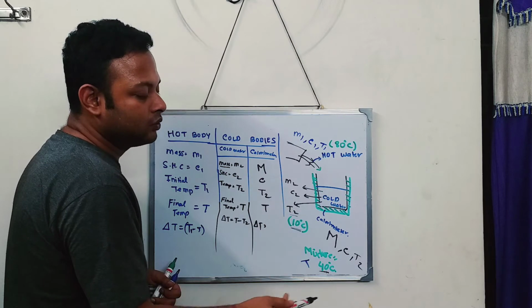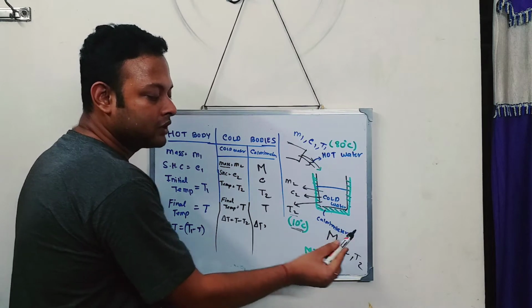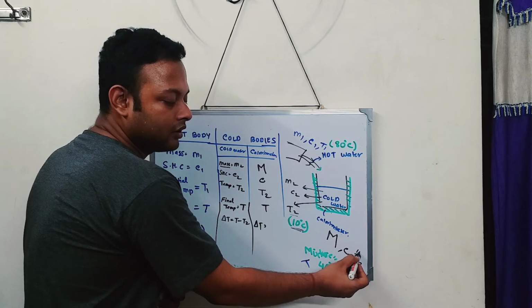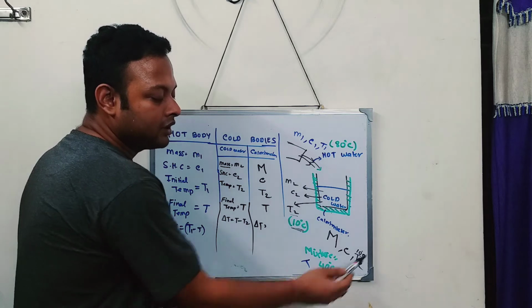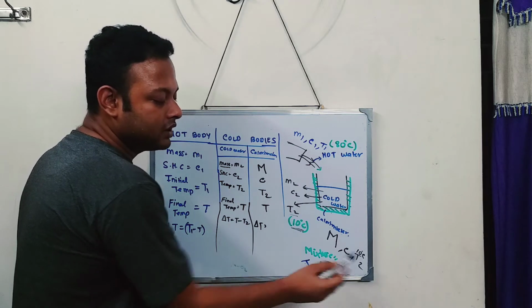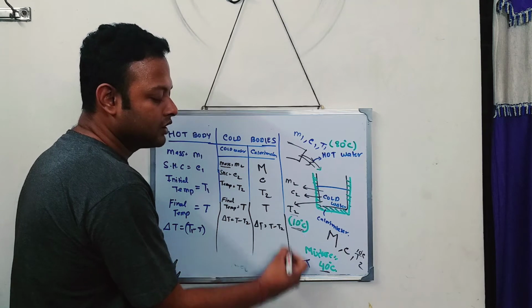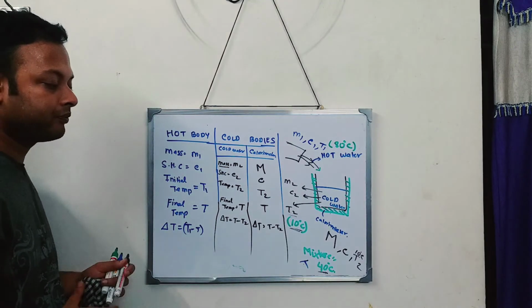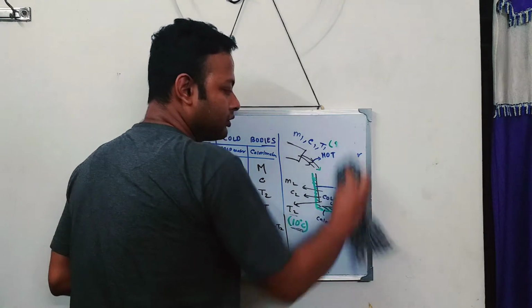T minus T2. Initially the calorimeter was at a temperature of 10 degrees, and later it became 40 degrees. So it will be 40 minus 10, that means T minus T2. So delta T is T minus T2. That is the delta T value. I think you understood this part. Now I have to write this down.